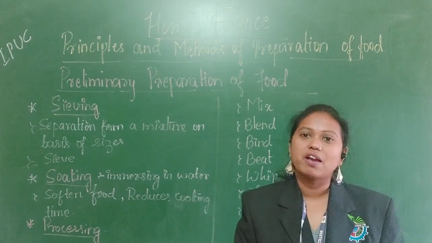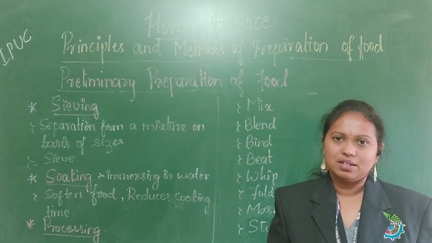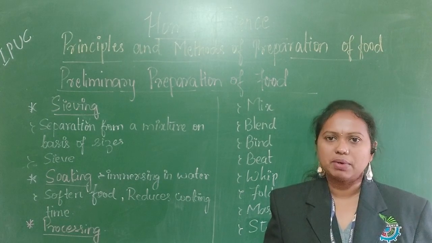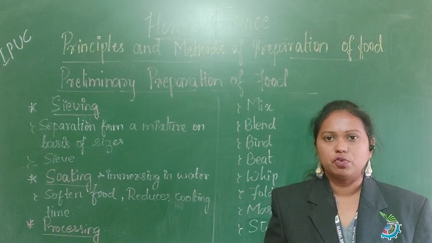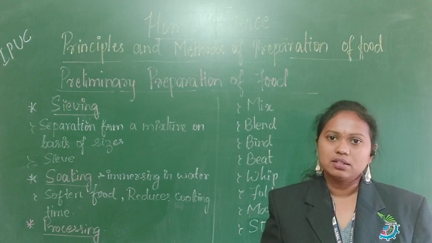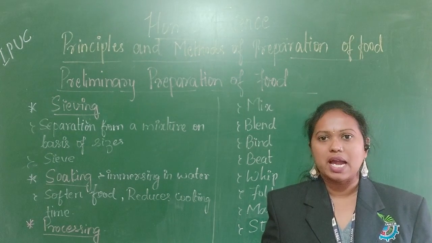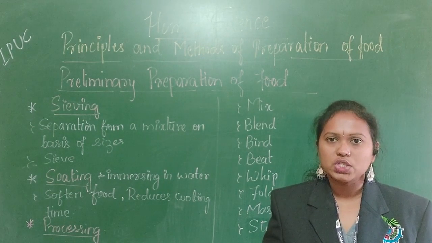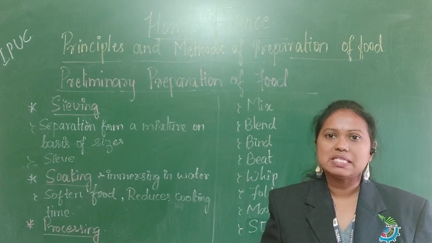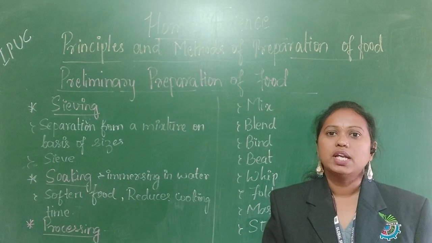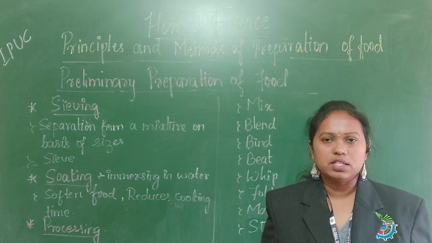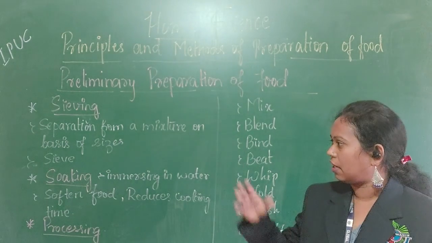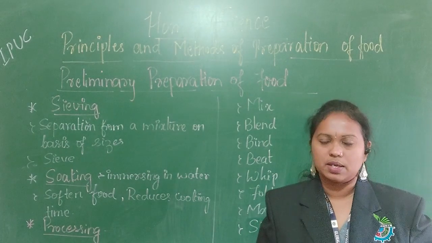In the last class, we have studied a few terms, that is, the preliminary preparation of the food. In that, what do you mean by the preliminary preparation of the food? And in that, the cleaning, peeling and stringing, cutting and grating, and some of the terminologies like cut, chop, mince, dice, slice, grate, and these things we have already gone through. In this class, we are going to study sieving, soaking and processing.